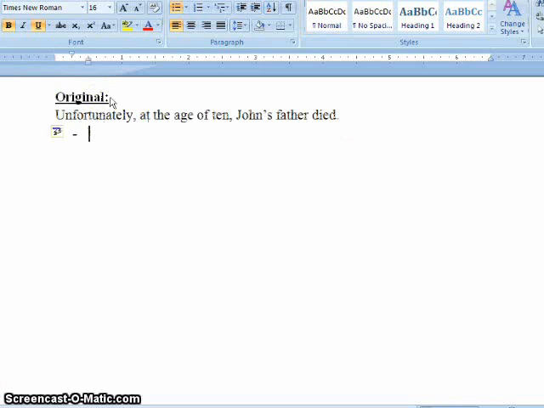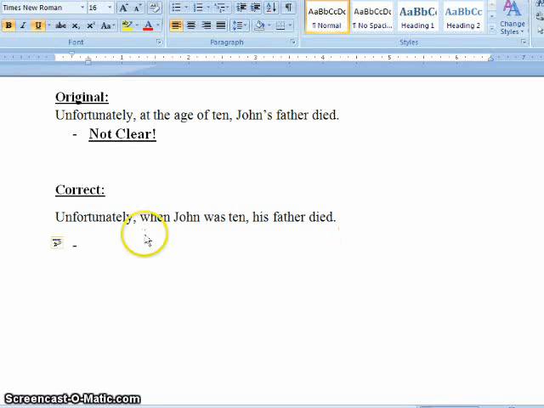Here's the fourth sentence corrected. Unfortunately, when John was 10, his father died. The original sentence was, unfortunately, at the age of 10, John's father died. This makes it sound like John's father died when he was 10, not when John was 10.